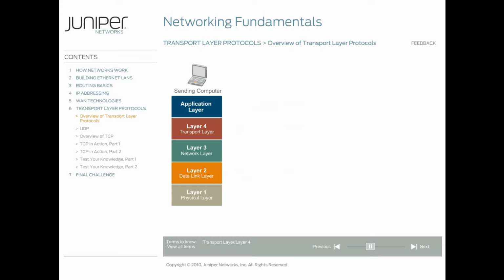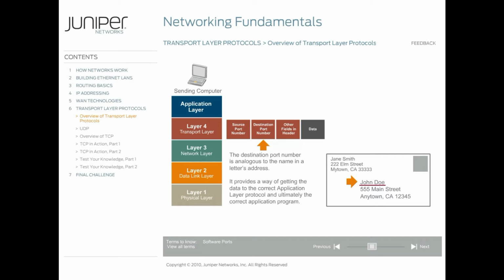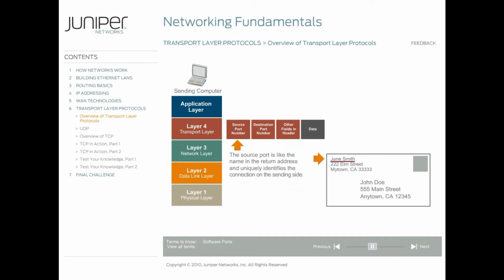Both UDP and TCP use software ports to help route data to the correct application program. The destination port number is analogous to the name in a letter's address and provides a way of getting the data to the correct application layer protocol and ultimately the correct application program. The source port is like the name in the return address and uniquely identifies the connection on the sending side.